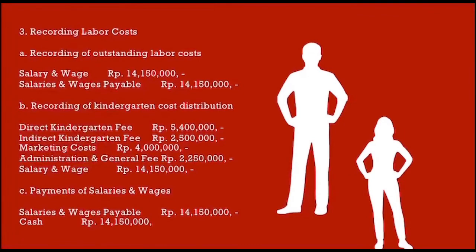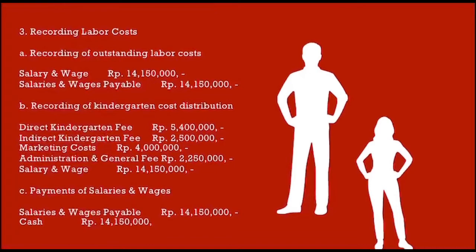And the third is recording labor cost. The A means recording of outstanding labor cost, and salary and wage cost with 14,100,000 rupiah, and then salary and wage payable with the same amount, 14,150,000 rupiah. And B, recording of labor cost distribution.